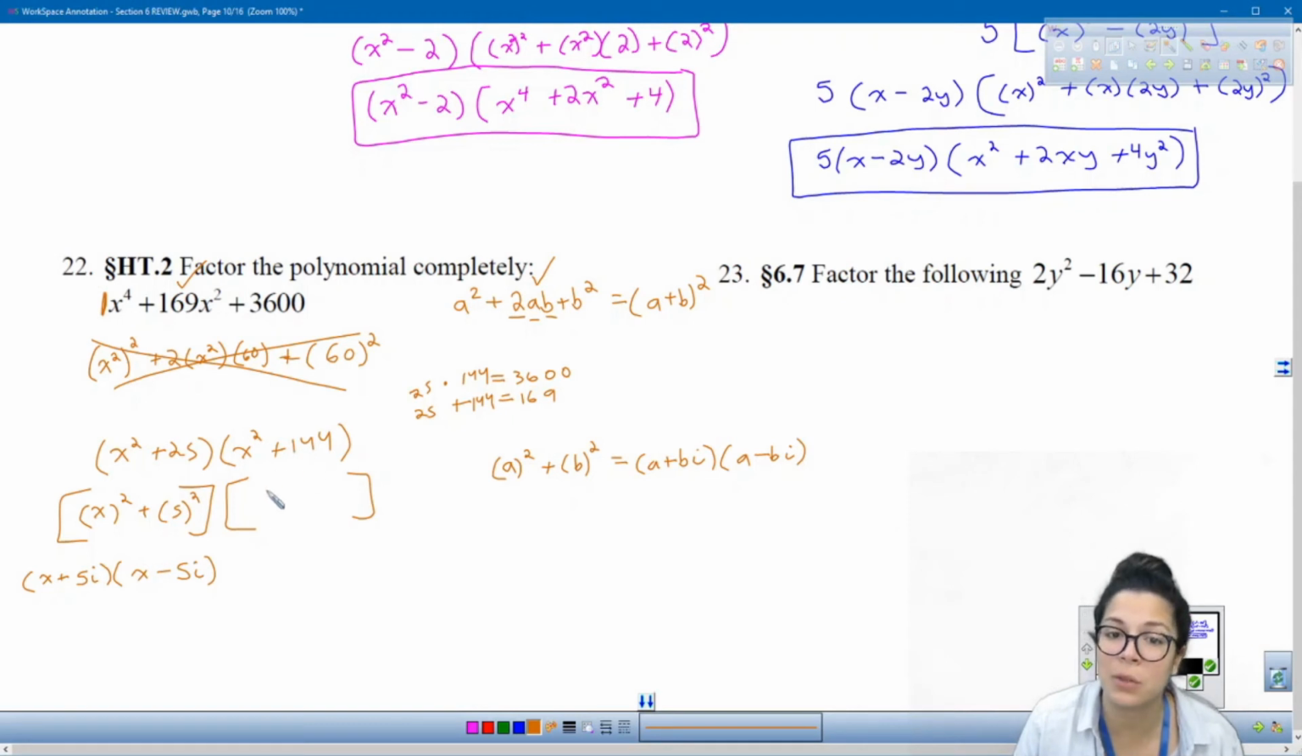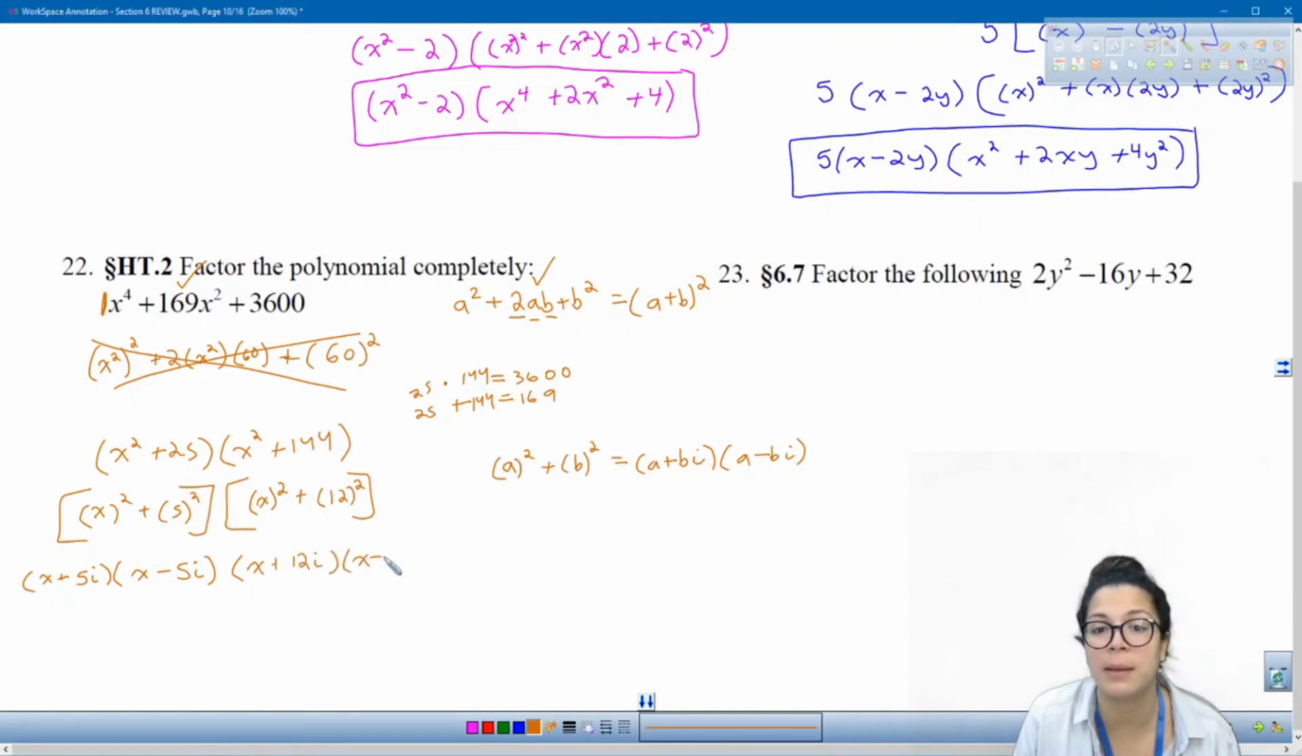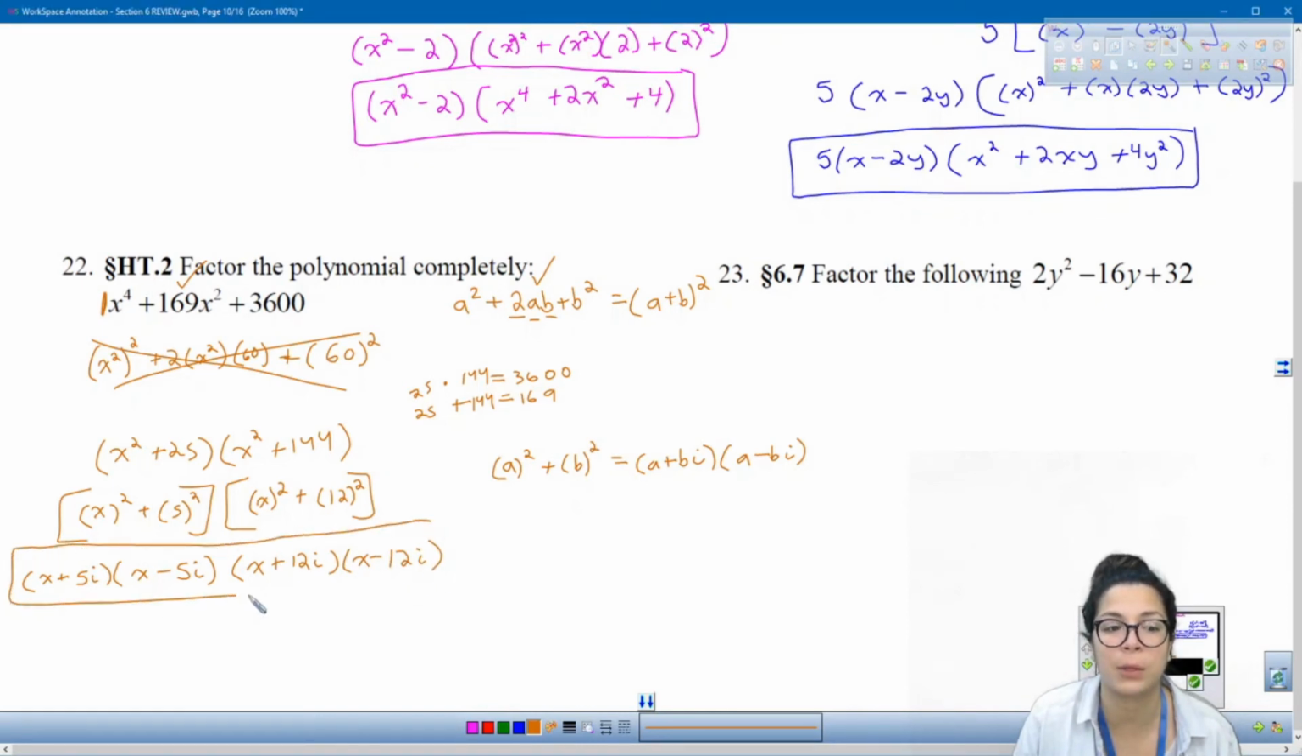Let's move on to these two. What would the a value be? X. What would the b value be? 12, right? 12 times 12 is 144. So a is x, b is 12. So x plus 12i times x minus 12i. And that is the completely factored version.